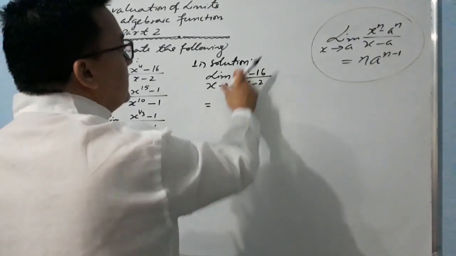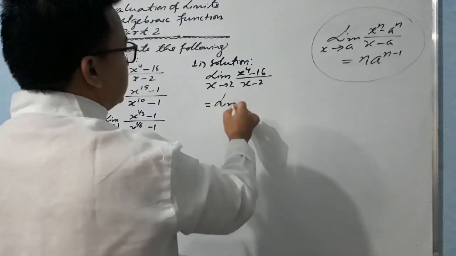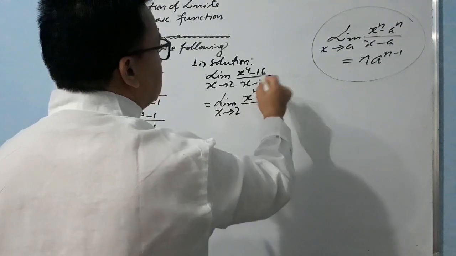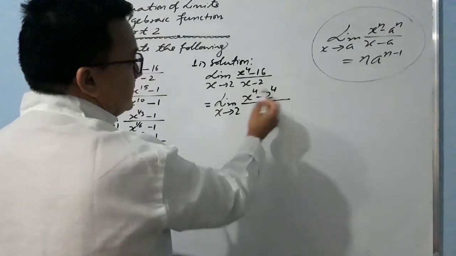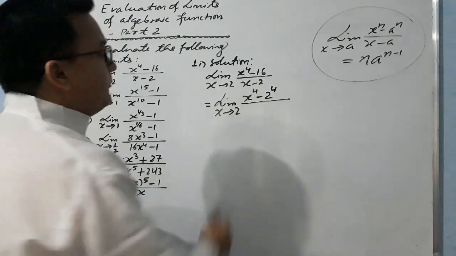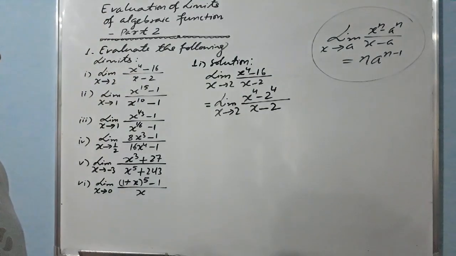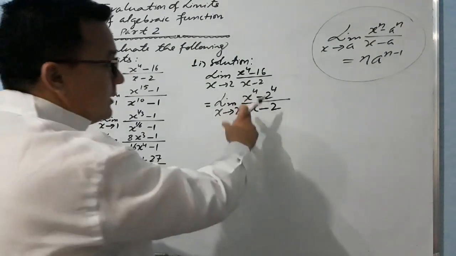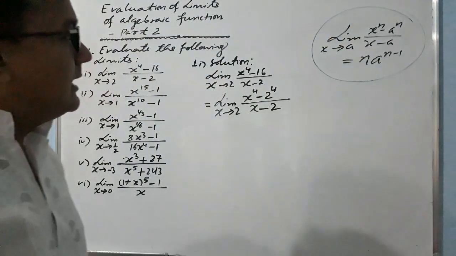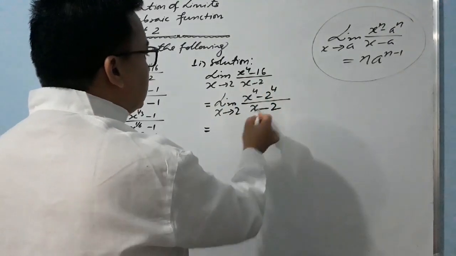First, let's bring this function into this form. Limit x raised to power 4 minus, we can write 2 raised to power 4, and x tends to 2, with x minus 2 already in the denominator. So I think you understood. This whole expression is in this form, so without any hesitation we can apply the theorem.